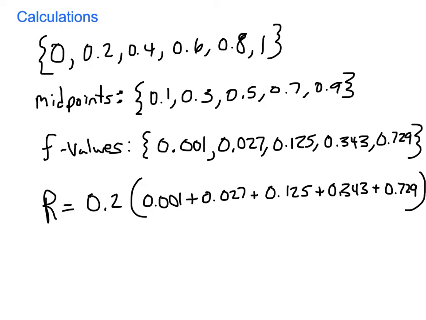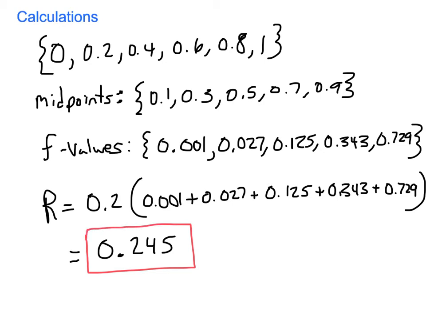Well, I typed it all in, and when I did that, my value for my Riemann sum came out to 0.245. And not only is this the value of the Riemann sum, but it's also an approximation for that area underneath the curve. And we're going to find out later that we can find the actual value, and it turns out that that's 0.25 or 1/4. So this is a pretty good approximation.